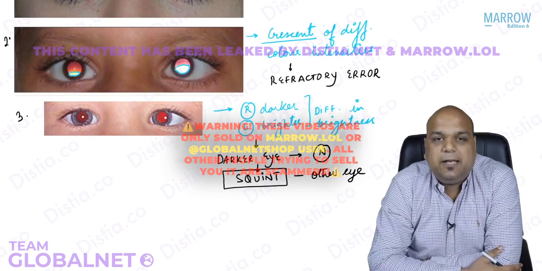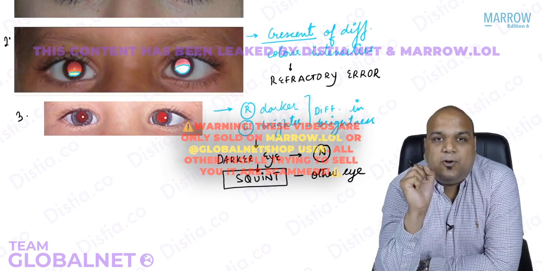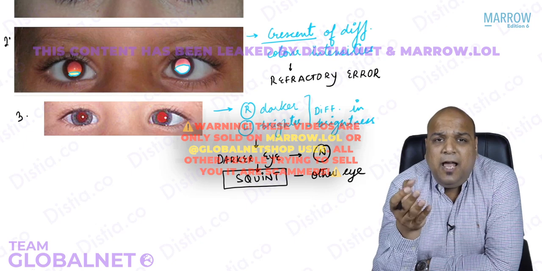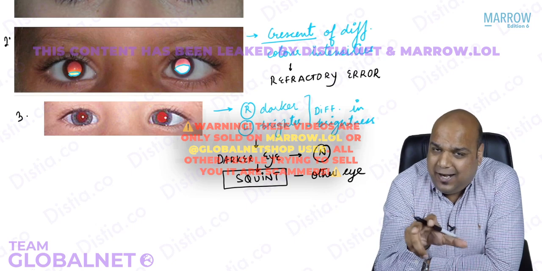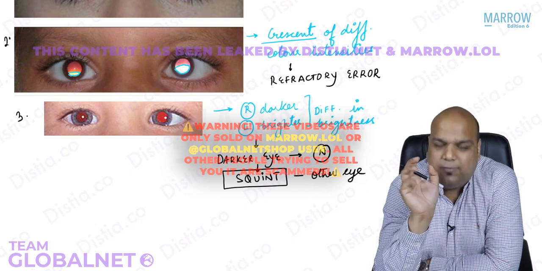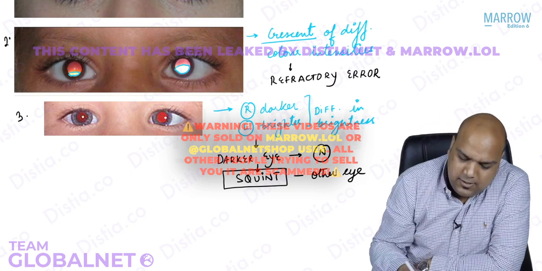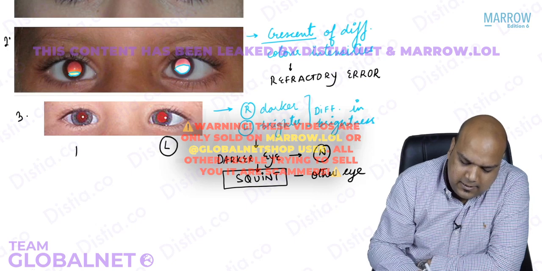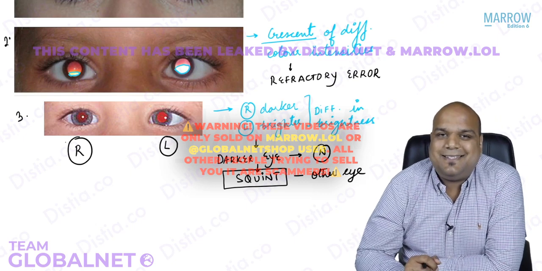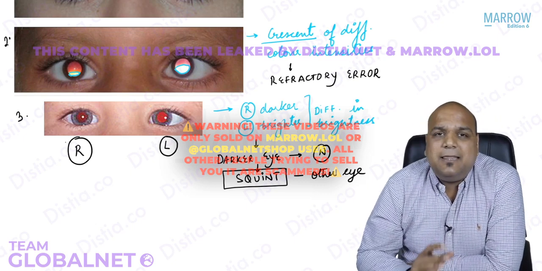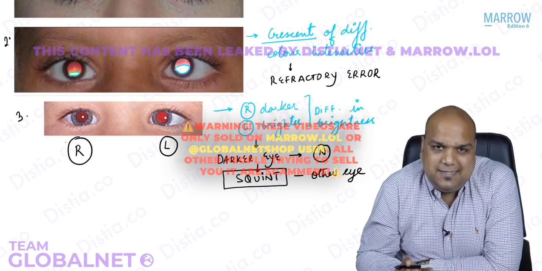Am I making myself very clear here, everybody? Yes. So just based on a torchlight examination in an infant, I will be able to ascertain whether the eyes are normal or whether they have refractory error or some kind of squint. In this, we can see the left eye is brighter, the right eye is darker, and that means we have a case of squint with us. No confusion, I hope, everybody. And this is your simple Bruckner's test.